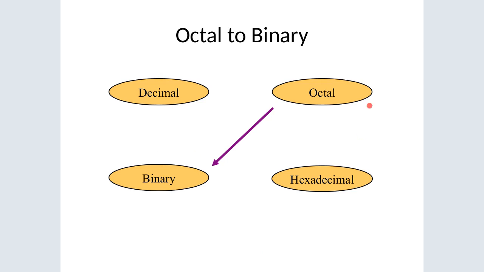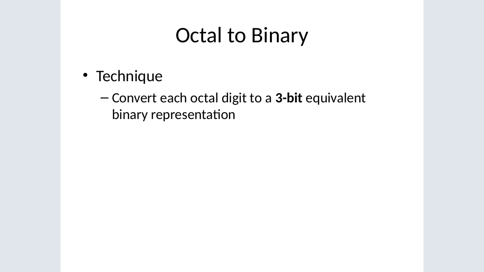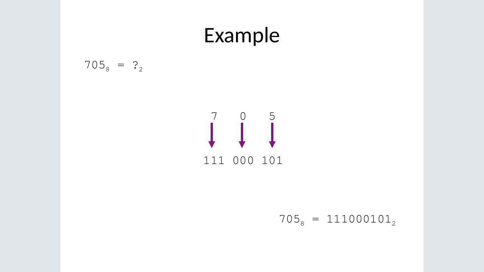Now let's go to octal. And again, I want you to see that there's a common thread for converting to binary. So let's see octal using an example. To convert each octal digit to its 3-bit equivalent binary representation. Now we have a number here, 705 to base 8, which is octal. We want to convert that to base 2, or binary.